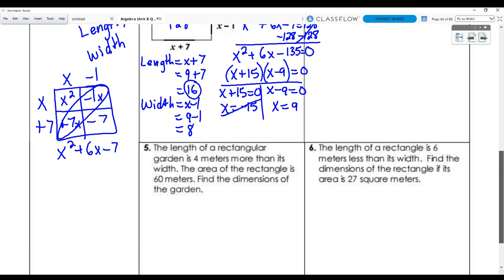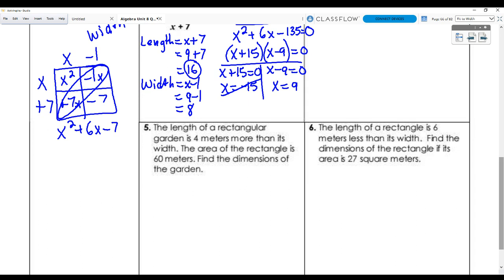I choose to go down to number 5 and 6. There is no drawing. If there is no drawing, you're going to draw one. So there is my rectangular garden. The length is 4 meters more than its width. The last thing in the sentence is plain x. So we'll call this guy the width.